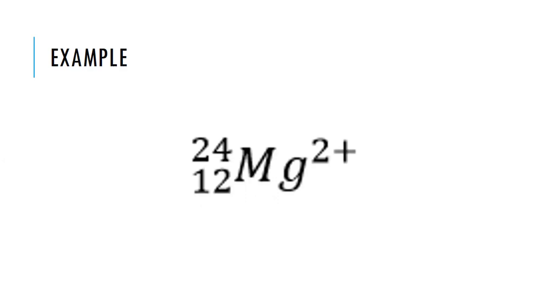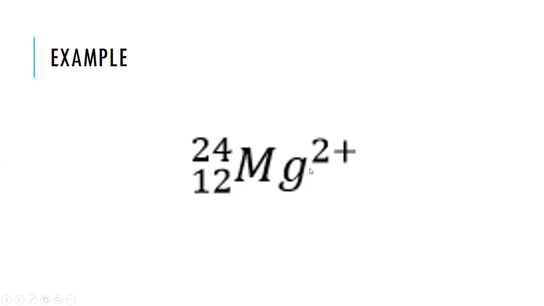Let's take a look at one last example, magnesium. We've got an atomic number of 12. You should know by now this means our number of protons is 12. Our mass here is 24. You should know mass minus number is neutrons. So 24 minus 12 gives us 12 neutrons. So we have 12 protons and 12 neutrons.